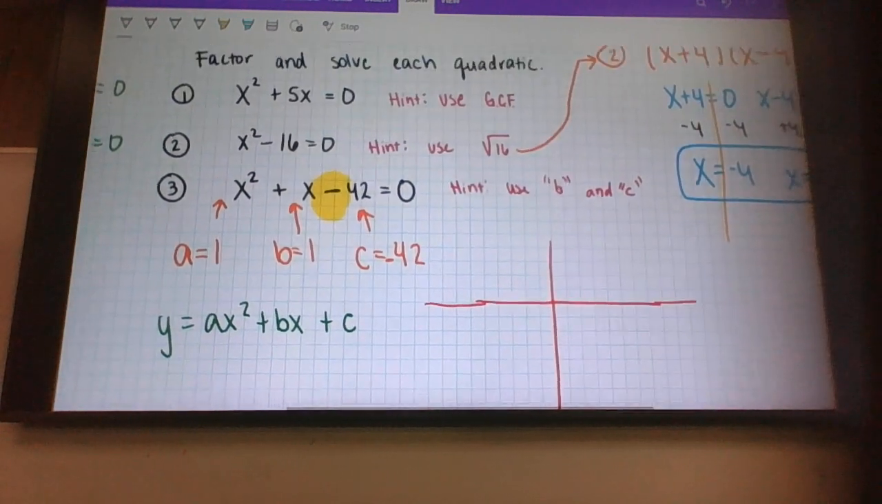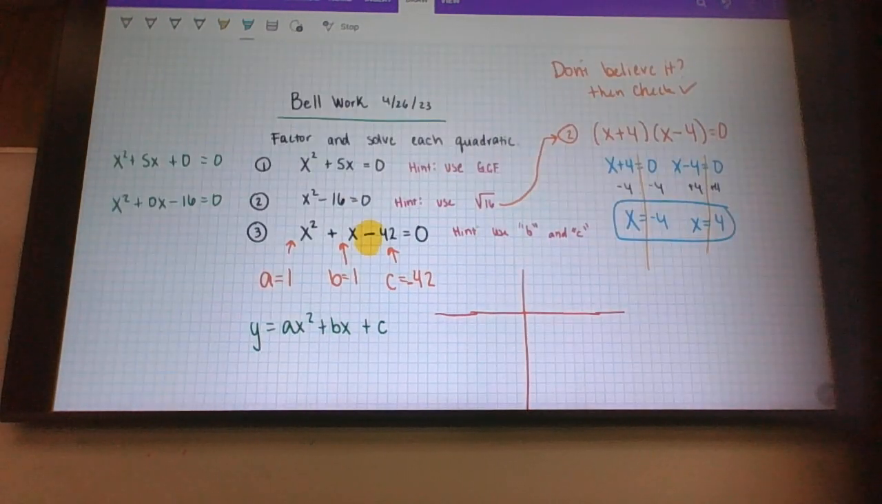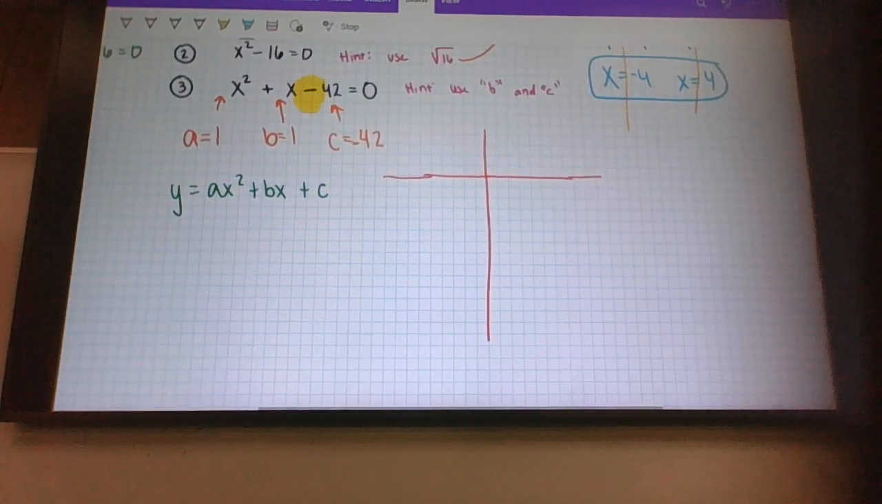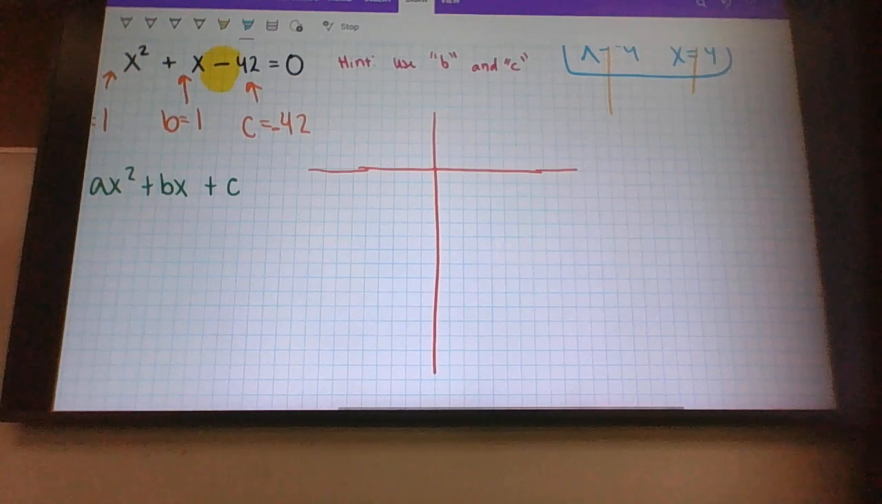And I want to be able to write it so it looks like this. 2 sets of parentheses. I want to break it up. Really, my whole goal is to make it so I don't have x squared anymore. I want to separate x's. Well, 42 doesn't have x, so I can't do that.